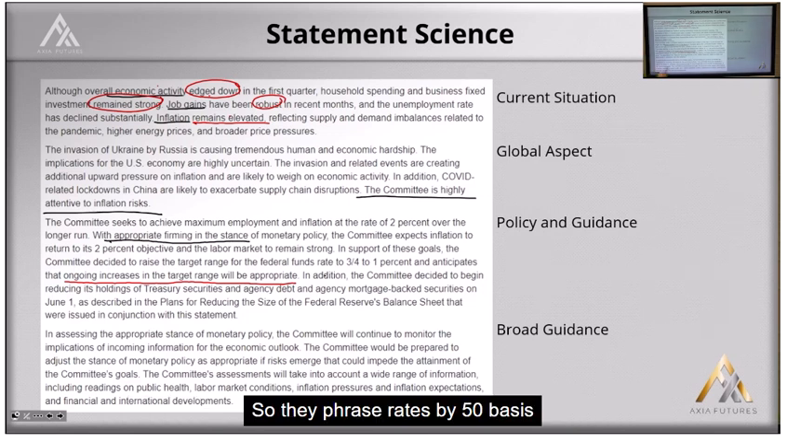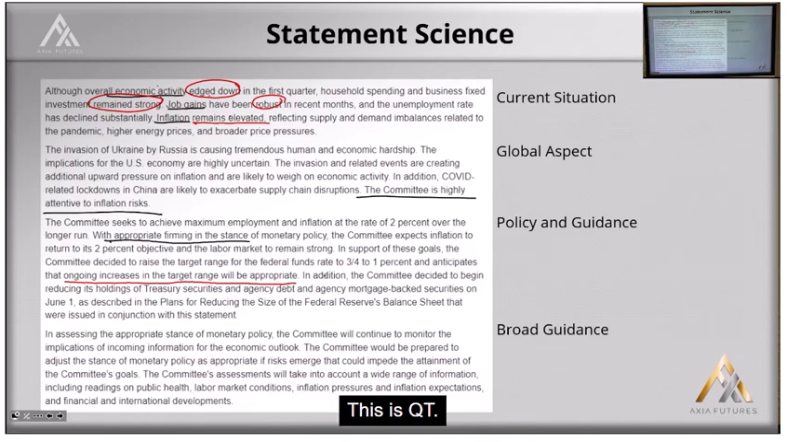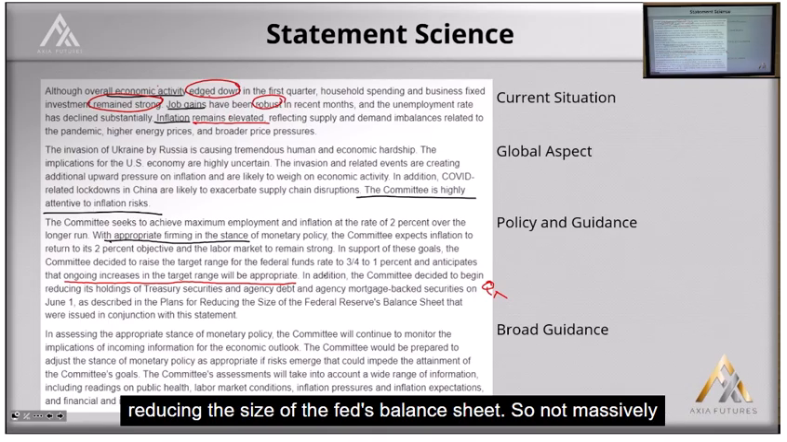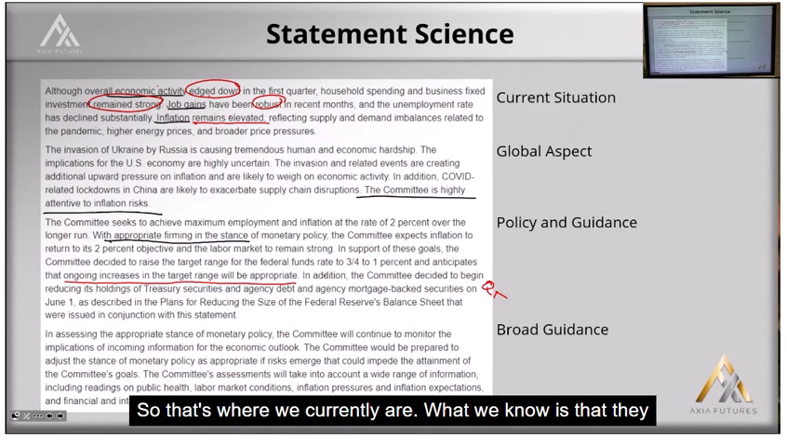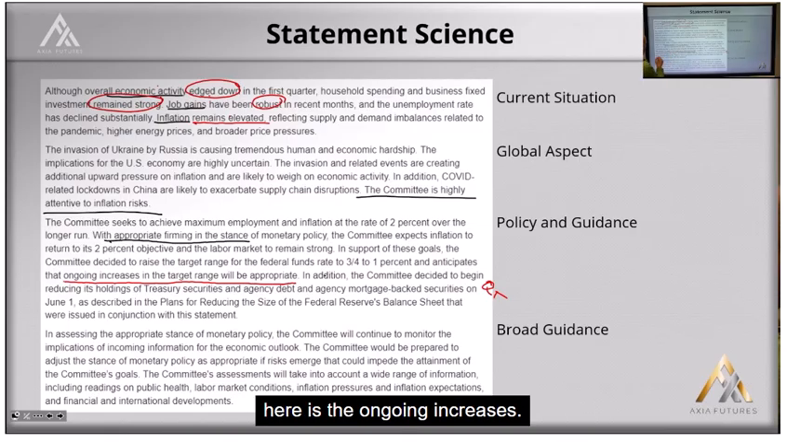So they've raised rates by 50 basis points to 0.75% to 1%, and ongoing increases in the target range will be appropriate. In addition, they decided to begin reducing holdings of treasuries and agency debt. This is QT. They'll start that on the 1st of June, as described in their plans for reducing the size of the Fed's balance sheet. So, not massively new information because we already know this from the plans. So that's where we currently are. What we know is that they are going to start reducing this. The important bit here is the ongoing increases.